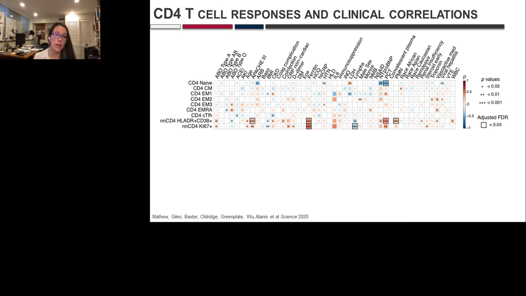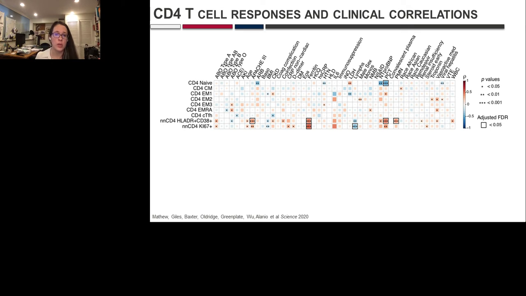I'll be showing you one example here, and this is focused on the CD4 T cells. Here we're taking the proportion of all of these manually gated subsets: the CD4 naive T cells, the central memory, the various effector memory compartments, the circulating TFH, and these two subsets of activated T cells, the DR38 positive, and the proliferating Ki67 positive cells. And then we compared them to all of these different clinical features.